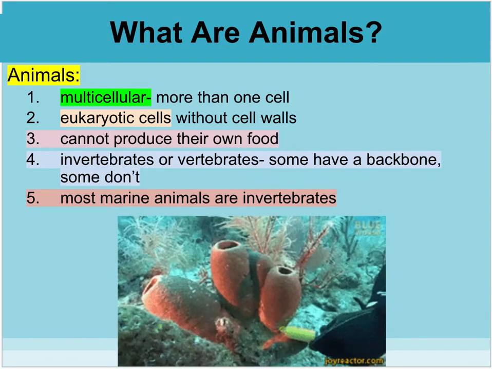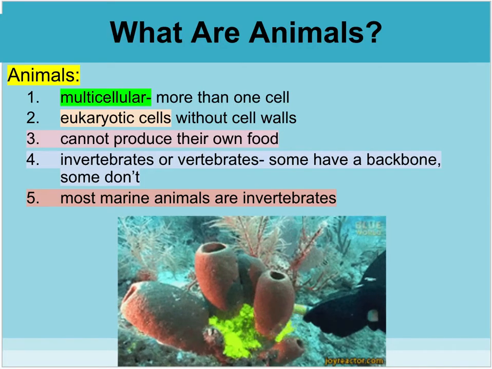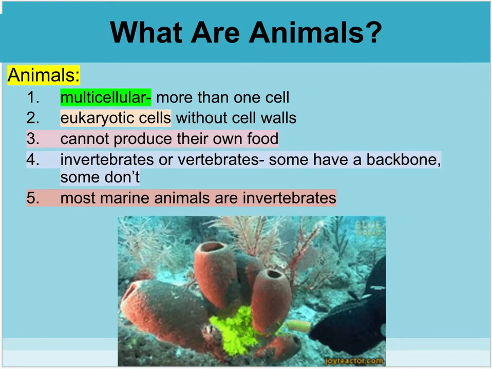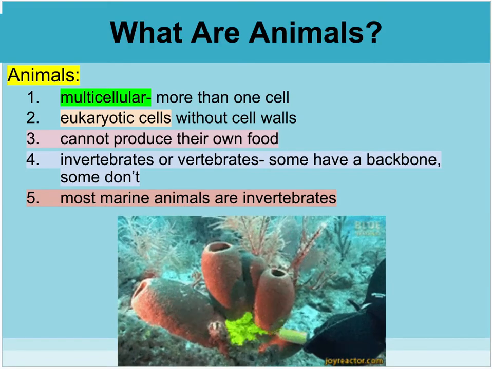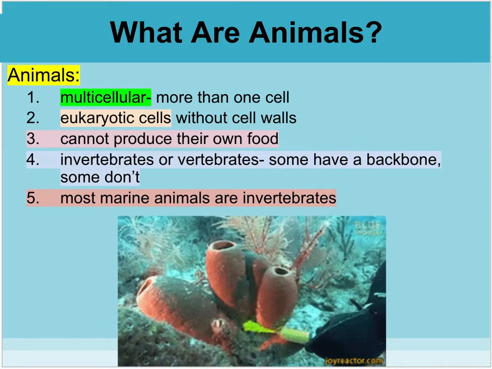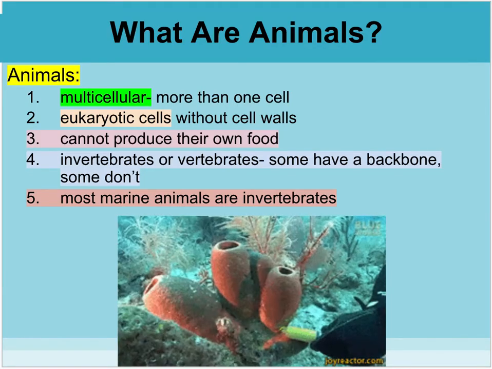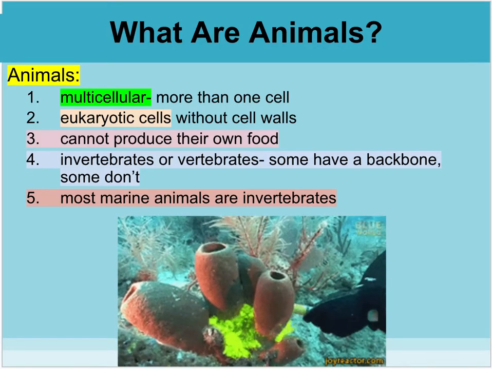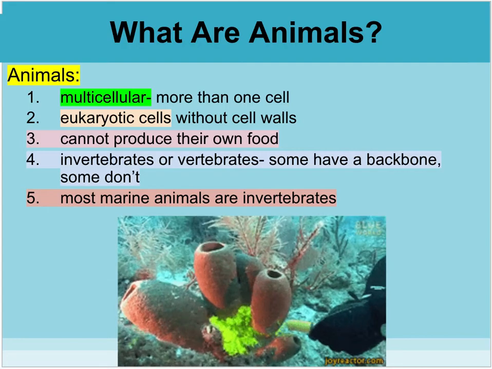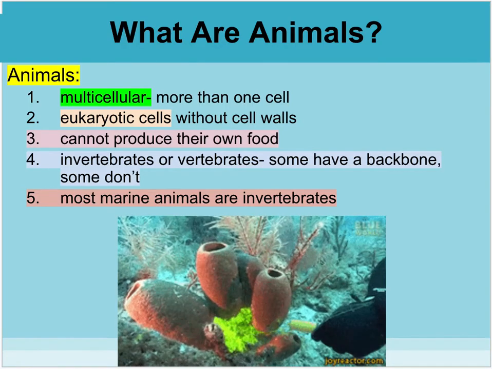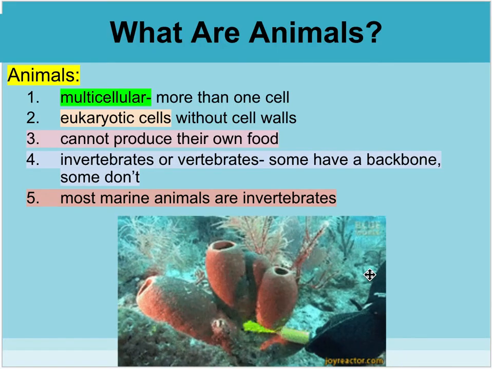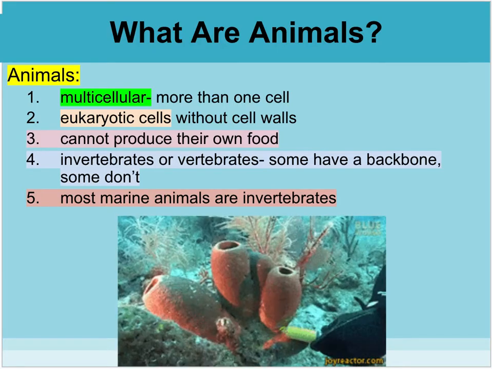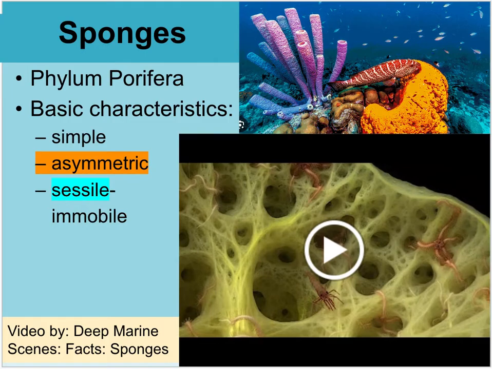You can have both invertebrates or vertebrates, meaning they do or don't have a backbone, although most marine animals are actually invertebrates. Now, I know you're thinking, but a ton have a backbone. Yeah, but those tend to be the most iconic ones. What you see here are some sponges and things in the background that are all invertebrates. If you added up how many there are, there are actually a lot more invertebrates than vertebrates.